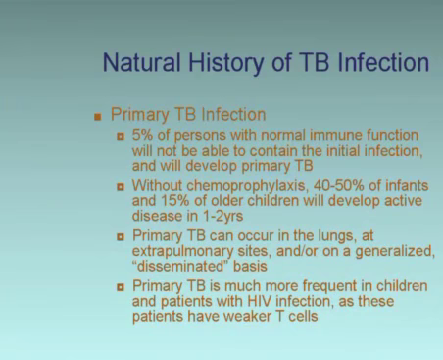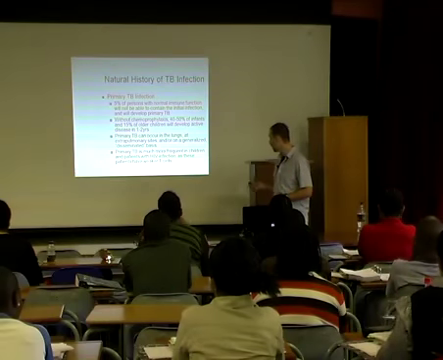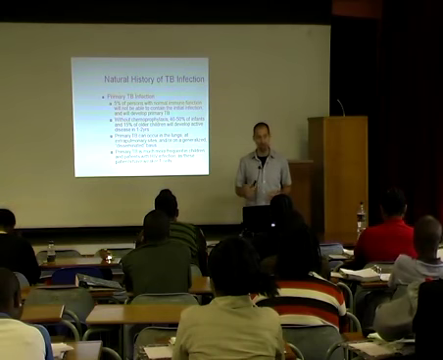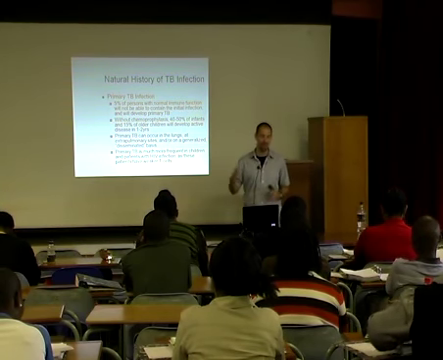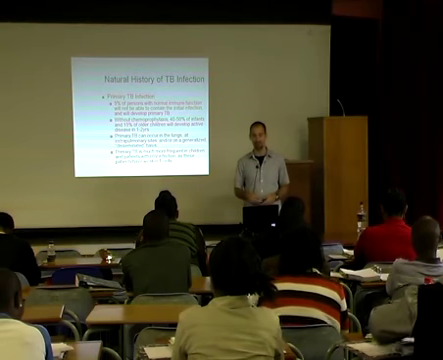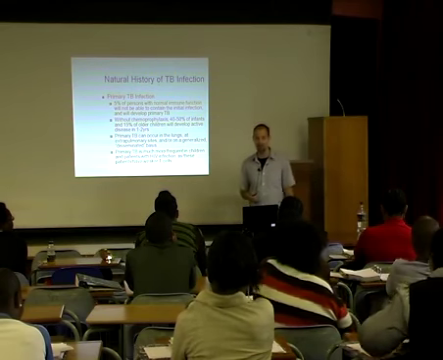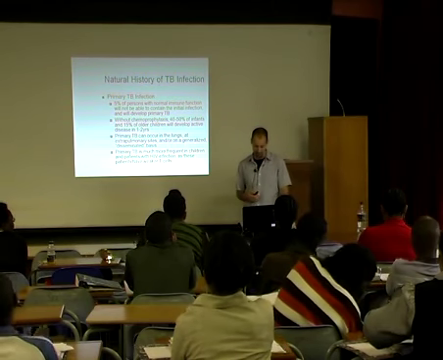So primary TB infection. About 5% of people, even with normal immune systems, not HIV positive, will not be able to contain the TB infection, and they're going to get sick within the first few months of TB infection. Without treatment, 40 to 50% of infants and 15% of older children will develop active disease within 1 to 2 years. So children do not tend to have that 10% lifetime risk. That's in adults. Children have a much, much higher risk; about half of them will get sick with TB within the first 1 to 2 years.